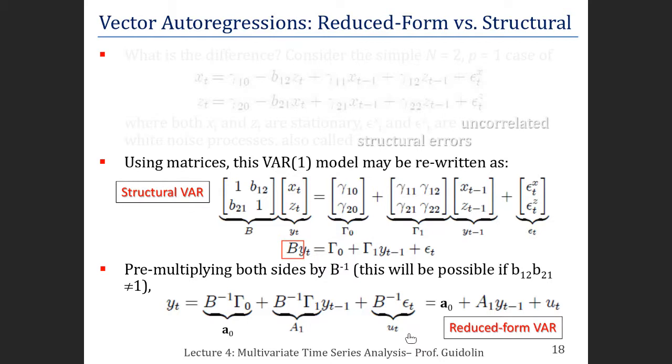But what has happened by doing that is that I started from a structural VAR, and by applying a transformation which goes through the inversion of the matrix, I was able to get the structural VAR into a reduced form VAR. And the reduced form VAR is characterized by parameters A0 and the matrix A1. And there is a new set of shocks, and the shocks are called ut.